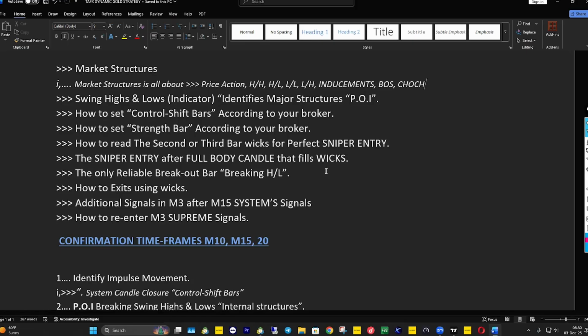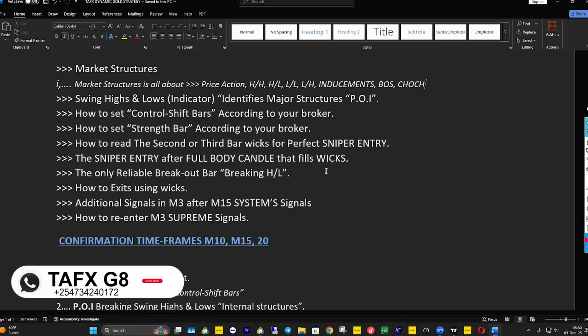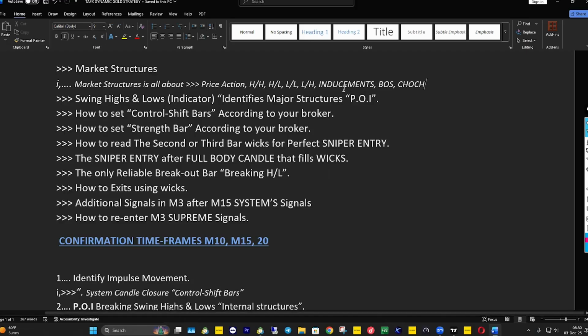But to be safe and to make good money also, that means someone with $50 with a cent account can make good money. In a cent account, check if your broker has a cent account. If they have a cent account, check if they have gold. If they have it, get the system. You are good to go to make good money.